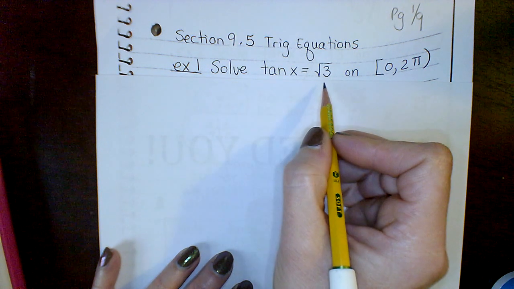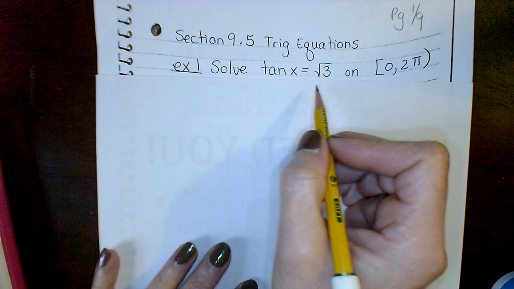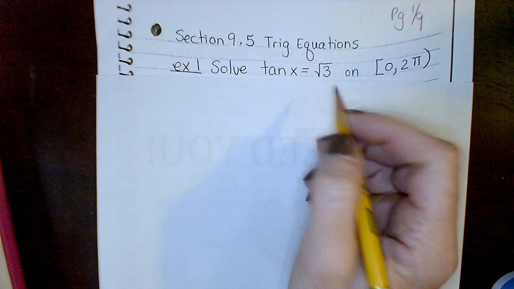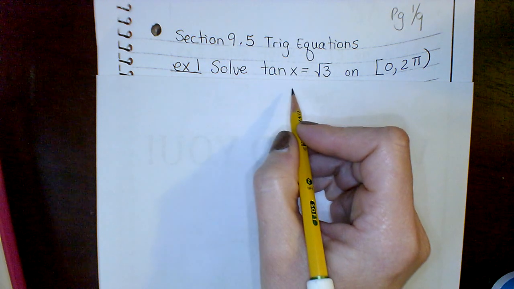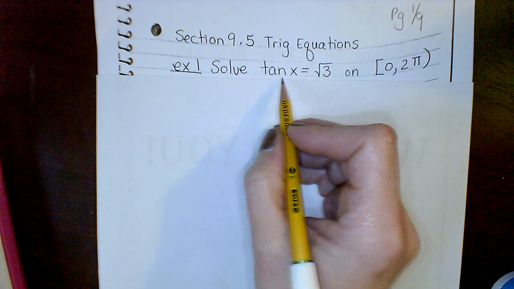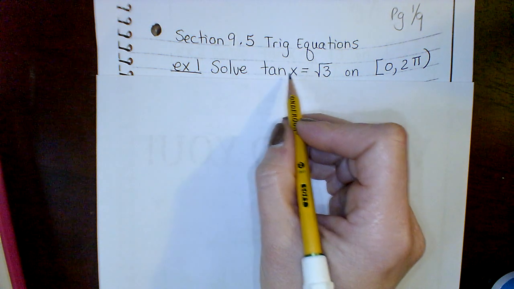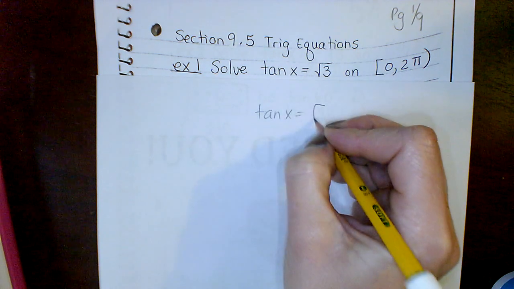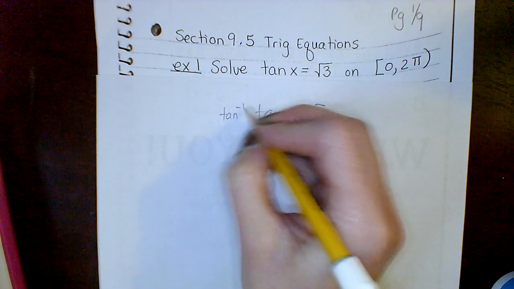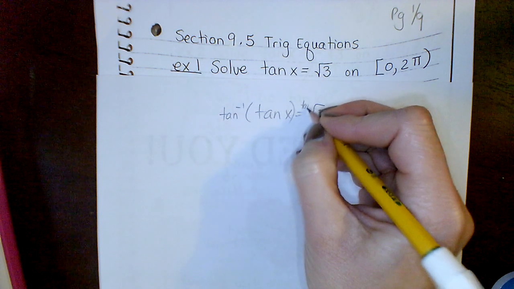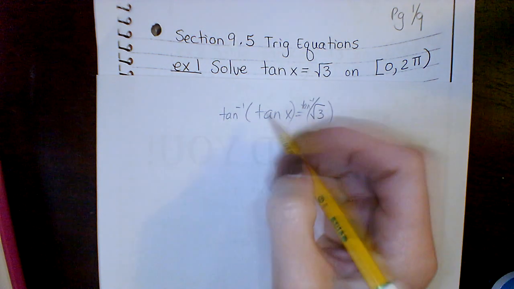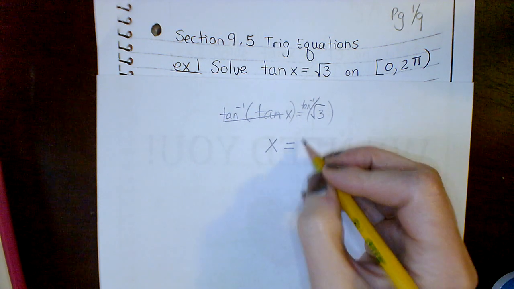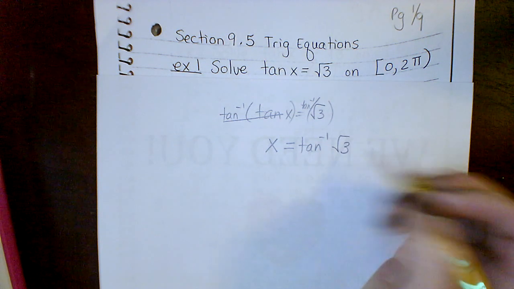Now this is one that's pretty straightforward. This root 3 might be one that you recognize, it might not. Normal equation solving techniques here would say that you need to get rid of the tangent. Of course, that's not multiplication, so you can't divide both sides by the tangent. Instead, what we're going to do is take the inverse tangent of both sides of this equation, because the inverse tangent of this tangent would just give me x. And then we have that inverse tangent of root 3.